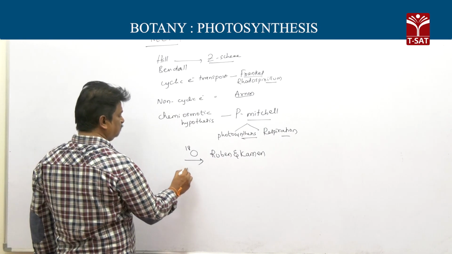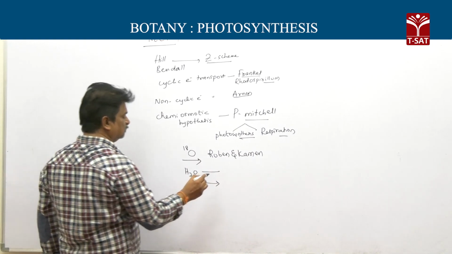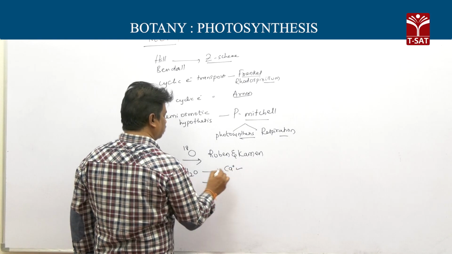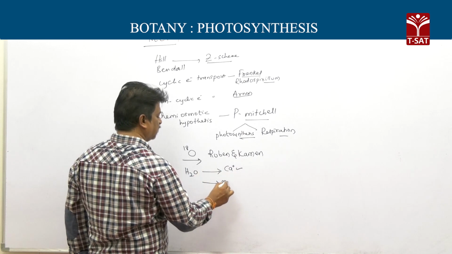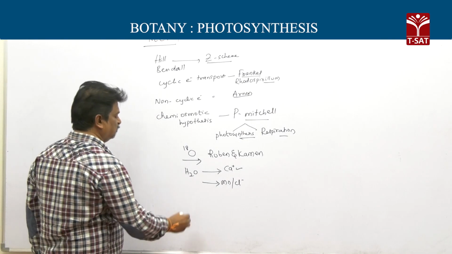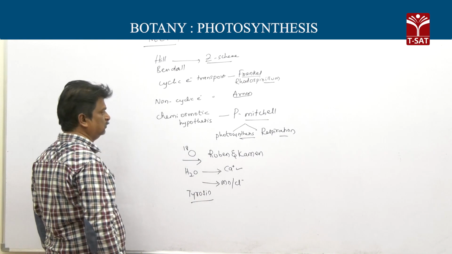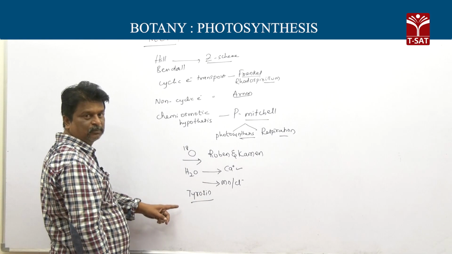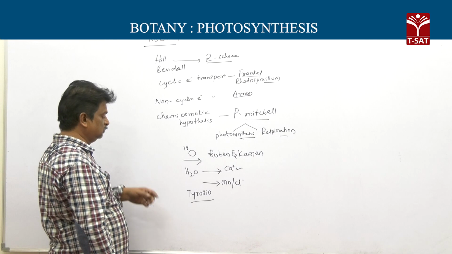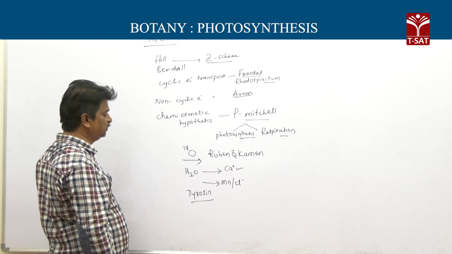And during photolysis of water, both the macro and micro elements are involved. Macro element involved in photolysis of water, calcium. Micro elements involved in photolysis of water, manganese and chlorine. And amino acid which transfers electrons from OEC to PS2, tyrosine.